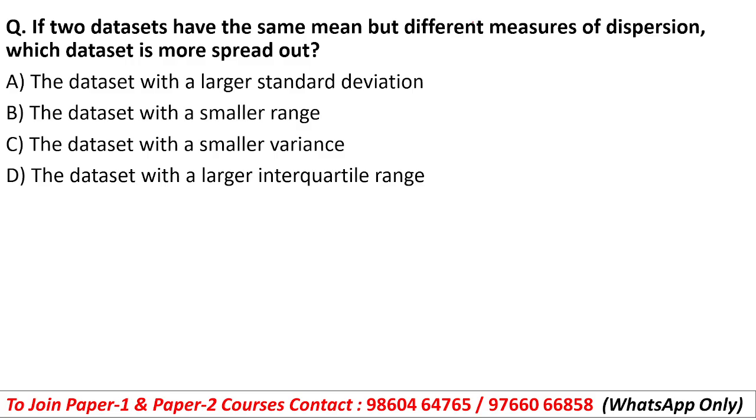If two data sets have the same mean but different measures of dispersion, which data set is more spread out? The data set with higher standard deviation, the data set with smaller range, the data set with smaller variance, or the data set with larger interquartile range. So here the statement is that the mean is the same in case of both data sets, like A and B are data sets, and here the measures of dispersion are different.